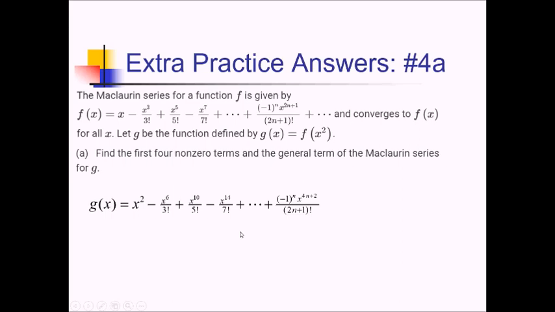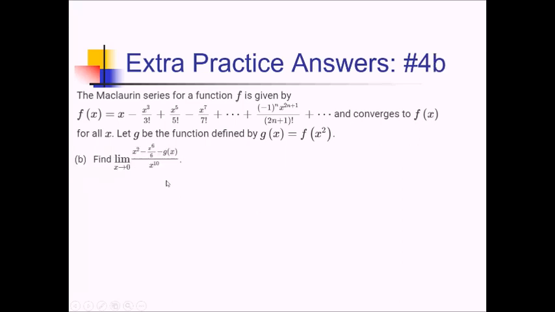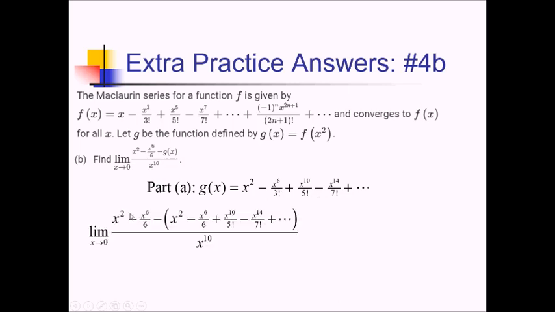And there's our terms. On this part of the problem, I want to find the limit as x approaches 0 of all of this craziness. So let's get a sense of what we're actually doing first. From part A, we saw that the g function was x squared minus x to the 6th over 3 factorial, and all the rest of it. We already did part A. So now we're just doing x squared minus x to the 6th over 6 minus all of that stuff, all over x to the 10th. And this is just one big limit now as x approaches 0.